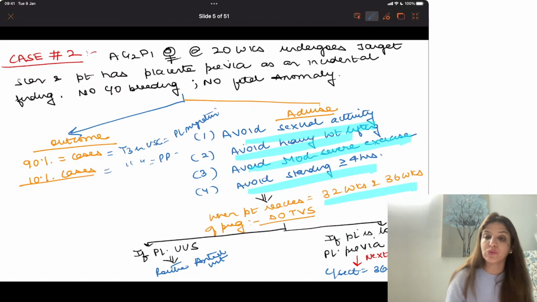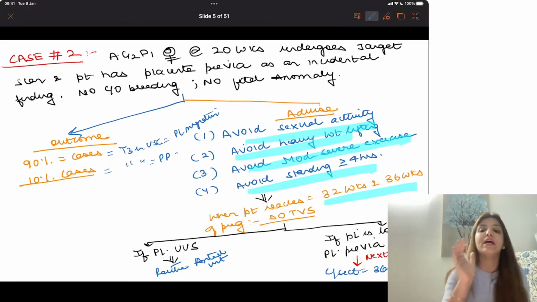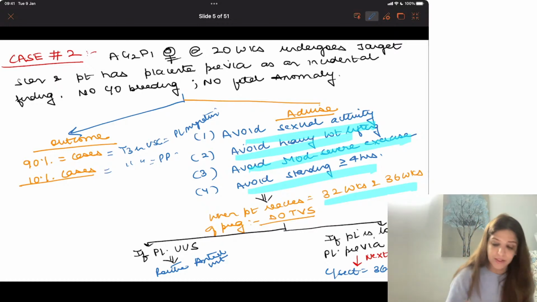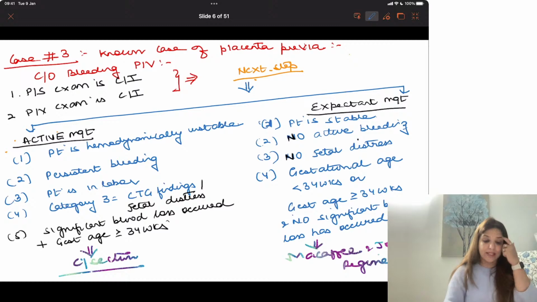So around 36 to 37 weeks, if the placenta persists, she will come to me at 32 weeks, she's going to come to me at 36 weeks, and after a week, that is around 37 weeks, I am going to schedule a cesarean section. So you will do a cesarean section at 37 weeks of pregnancy. Right? Okay. Coming to case number 3.